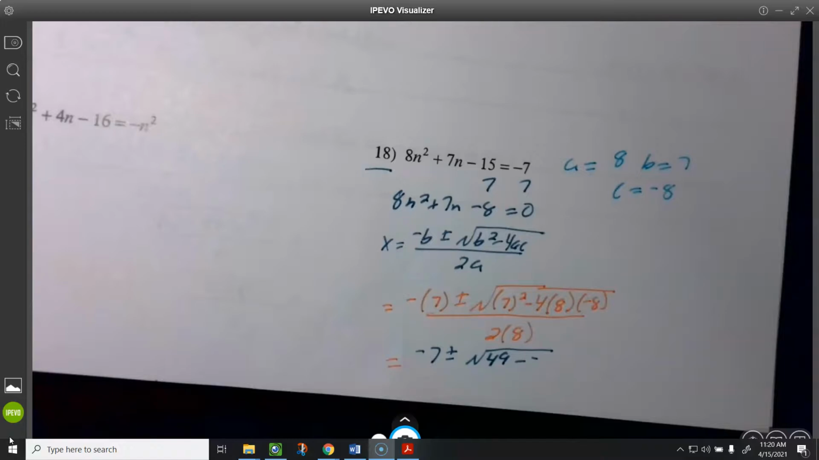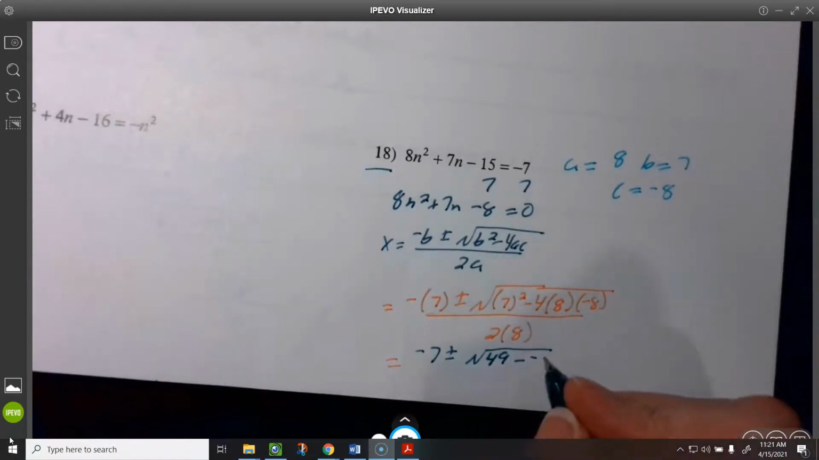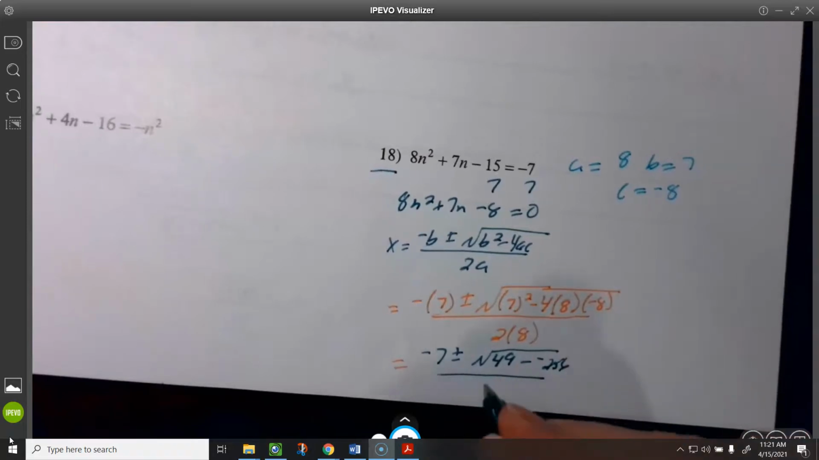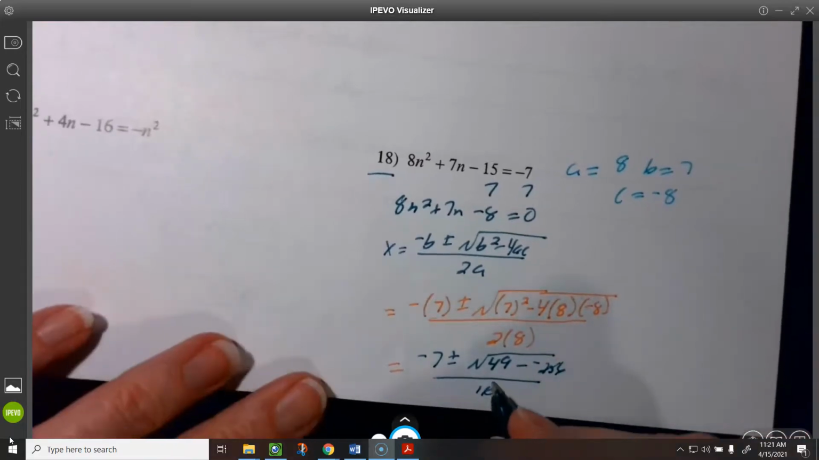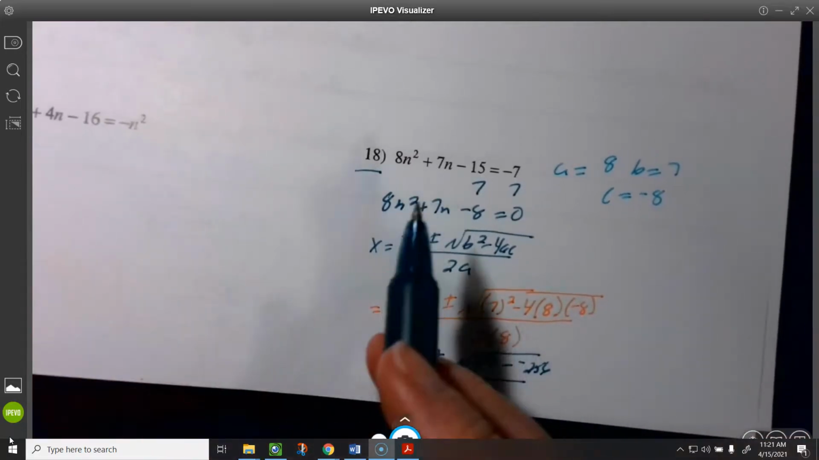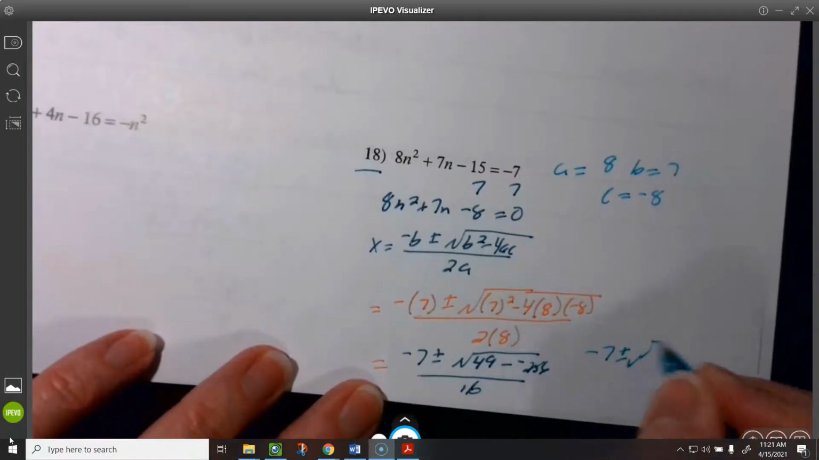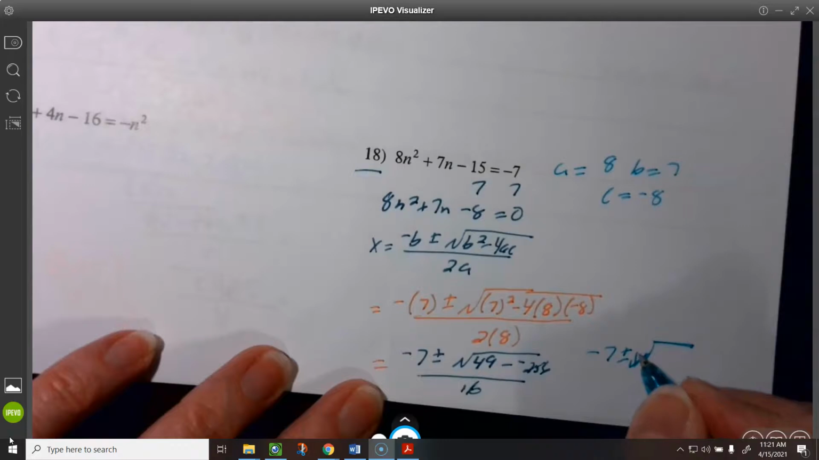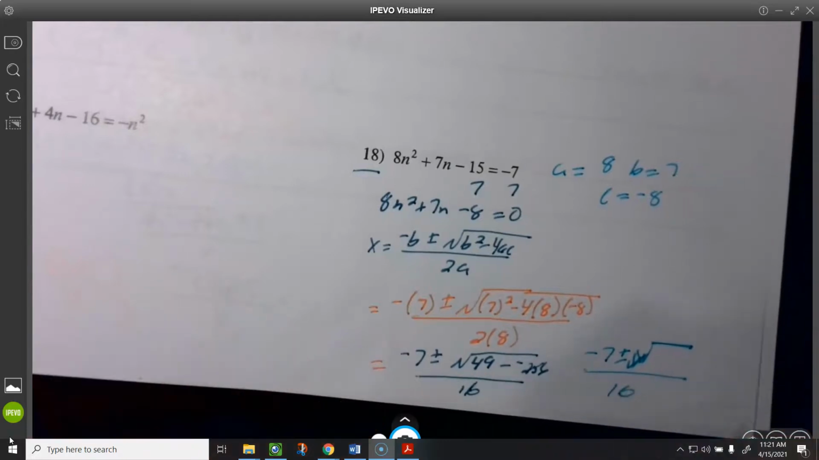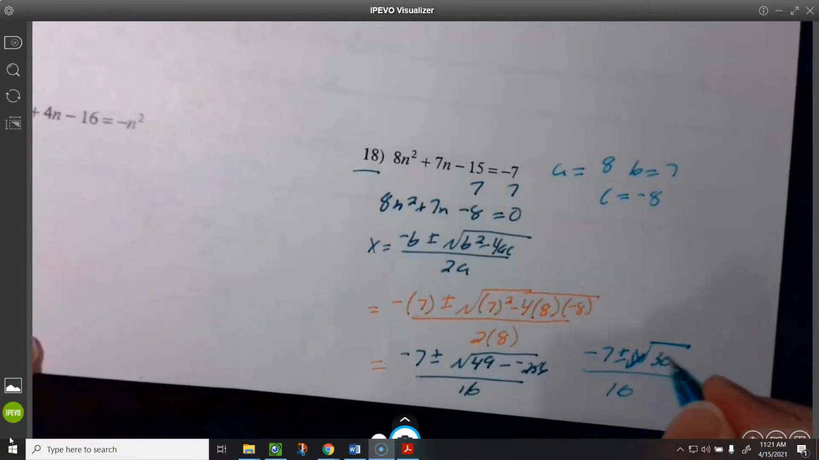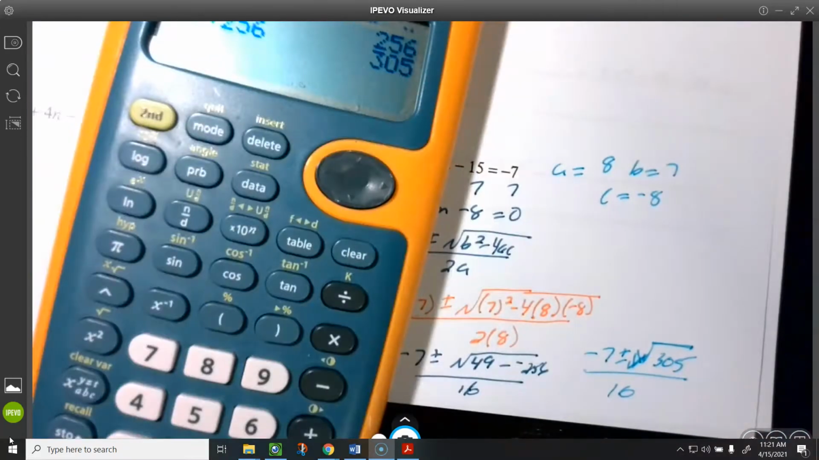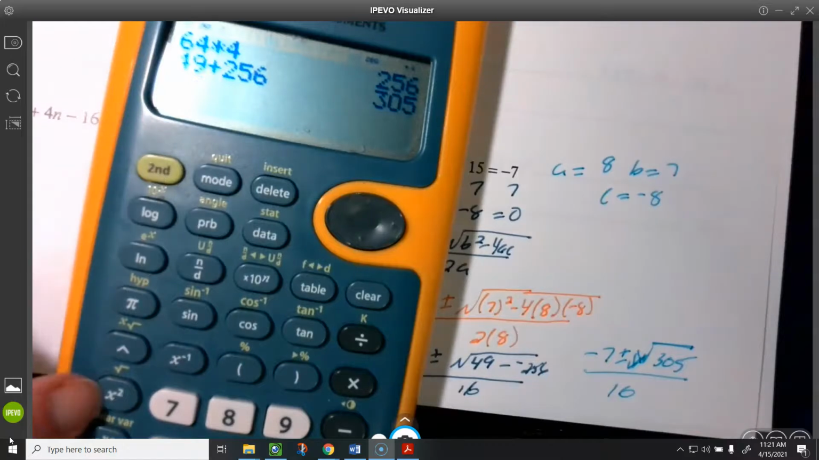Let's see. 64 times 4. That's going to be 256 over 16. We've had a lot of b's being 7. Have you noticed that? That's weird. So we have negative 7 plus or minus the square root of 49 plus 256 gives us 305. I'm pretty sure 305 is not a perfect square. So I'm going to take the square root of that.